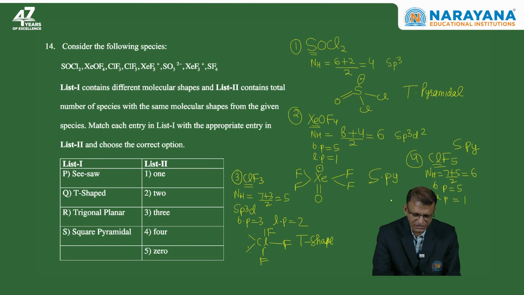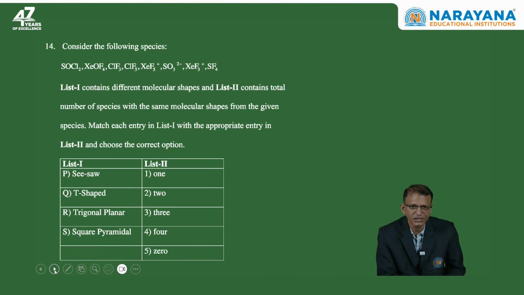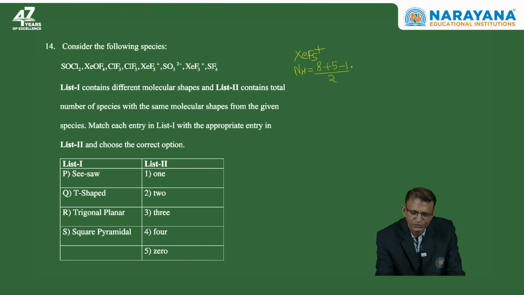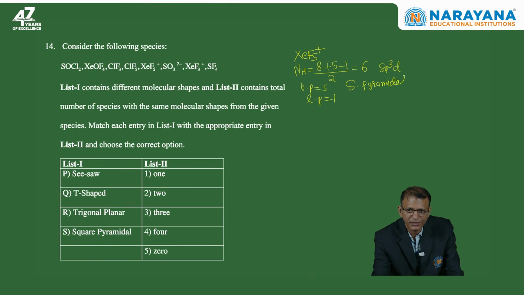Till 4 we have discussed. For the remaining molecules, let us move to the next page. So here XeF5 plus is there. The central atom is xenon. If we try to write the number of hybrid orbitals, 8 electrons are there in the valence shell. There are 5 surrounding atoms, but it has lost 1 electron, divided by 2. So this is 12 divided by 2. So hybridization will be sp3d. Again, bond pairs are 5 in number and the lone pair will be 1. So from here we can say that the molecule will be square pyramidal. So this is also a square pyramidal.